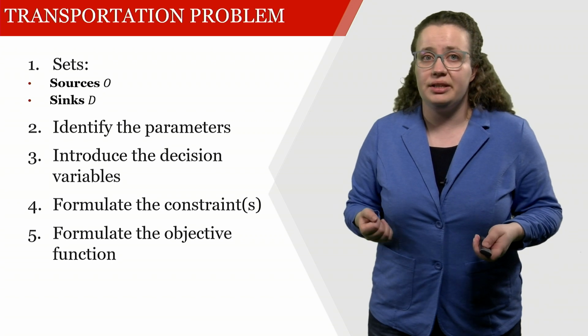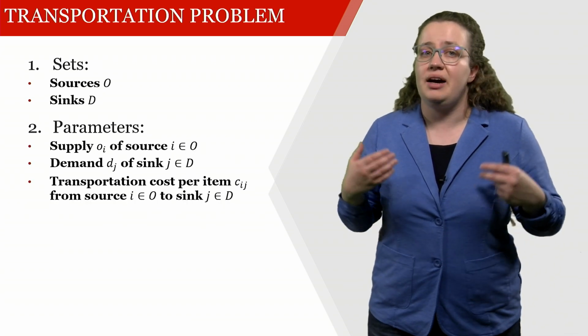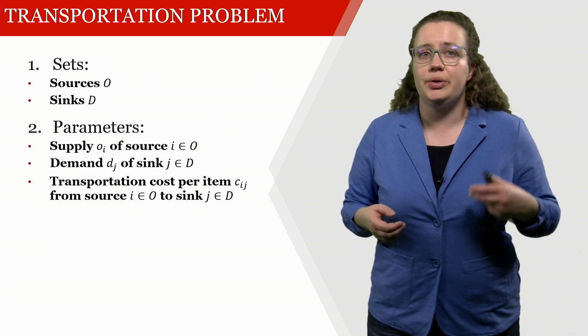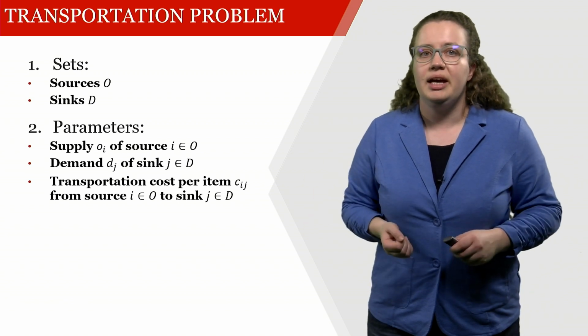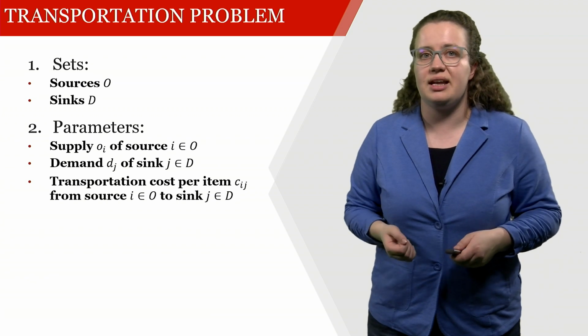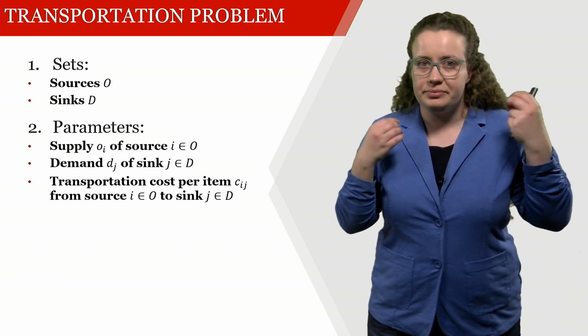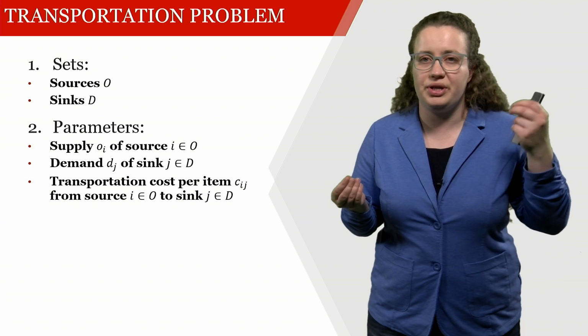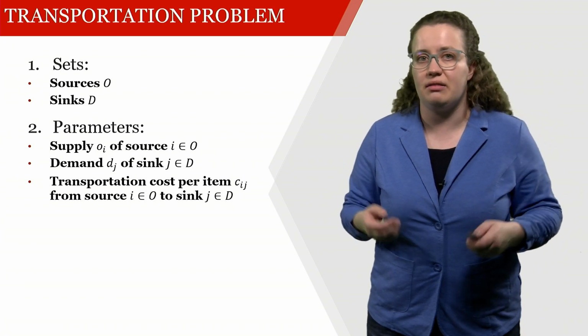Secondly, we're identifying the parameters. So here we have a supply and a demand, which we denote as O and as D. And then we have transport costs. All of those we saw on the previous slide, denoted, for instance, by the 15 and the 10 for Atlas and Gemini.